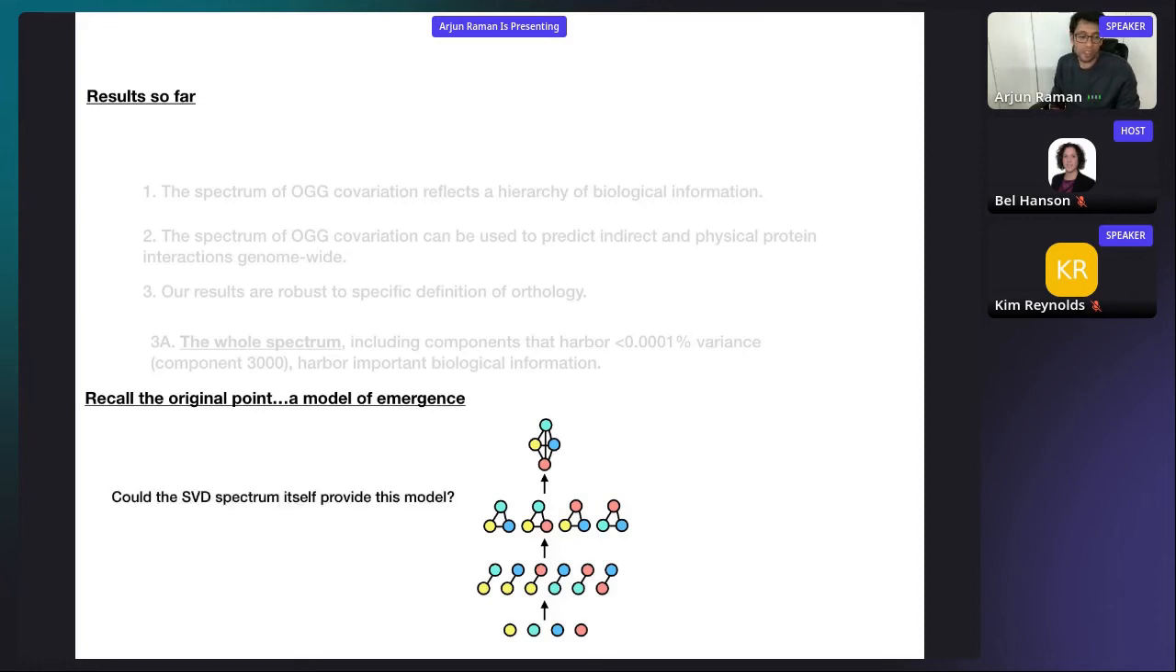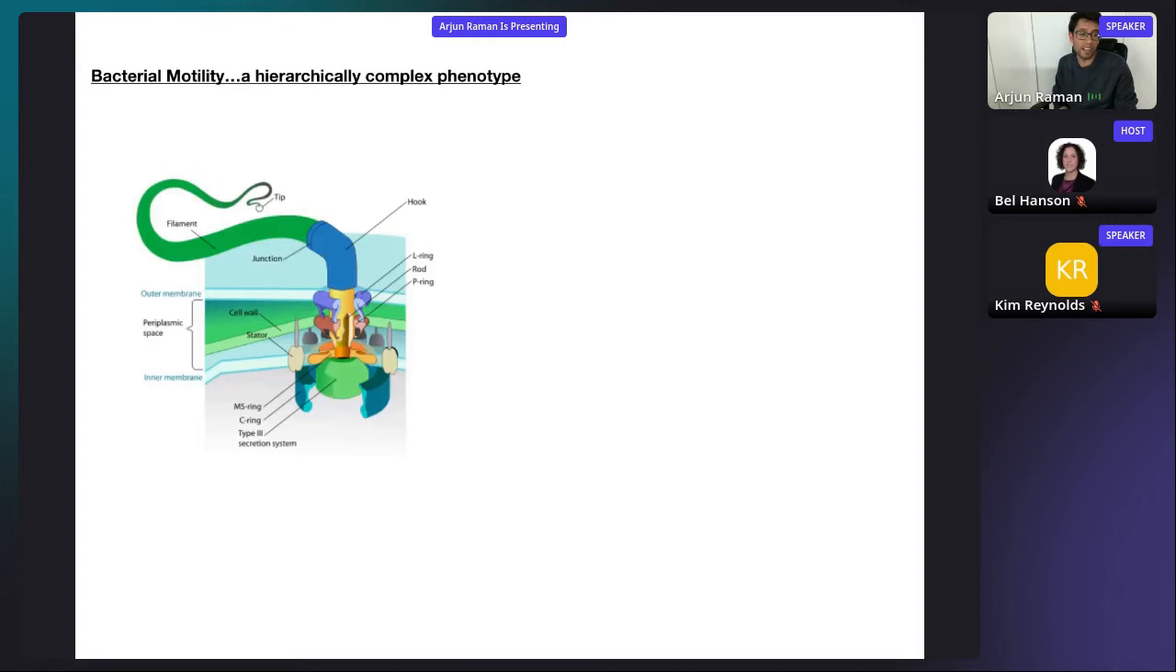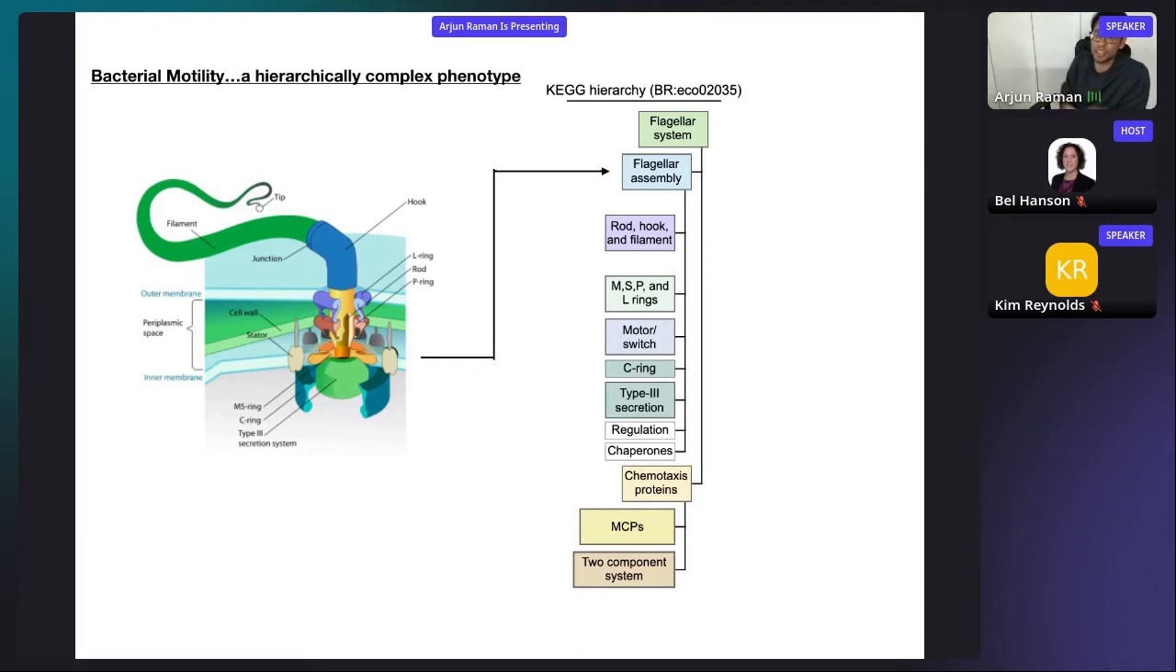So the question that we asked was, given what we've seen, could the SVD spectrum itself provide this model? And what we wanted to do was test this idea using bacterial motility as a model system. The reason that we picked bacterial motility is not surprising, really. It's a very well-studied pathway, but it's a pathway that is hierarchically complex. So here is a flagellum. You can see that there are lots of parts that interact together to create the collective, quote, flagellum. And we also know that the flagellum lives within a hierarchy, if we look at the KEGG database, for instance, such that the flagellum interacts with chemotaxis to produce directed motility of an organism.